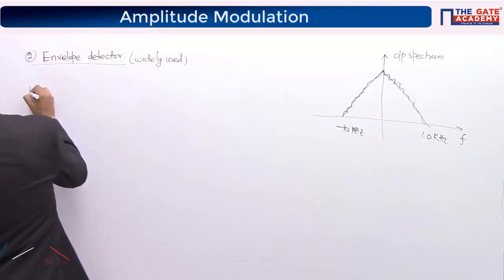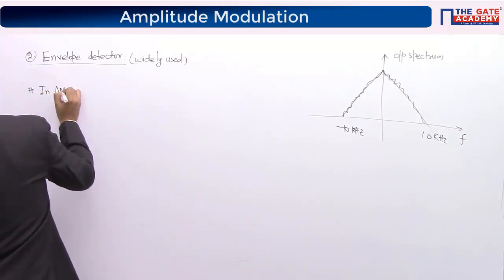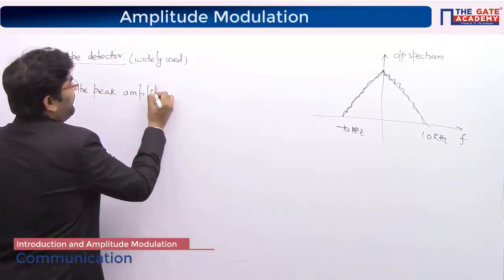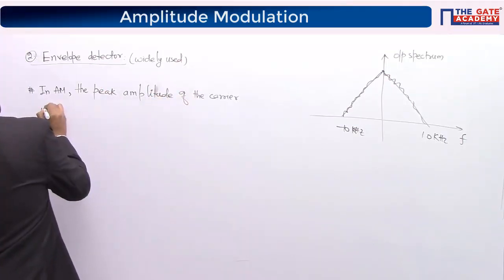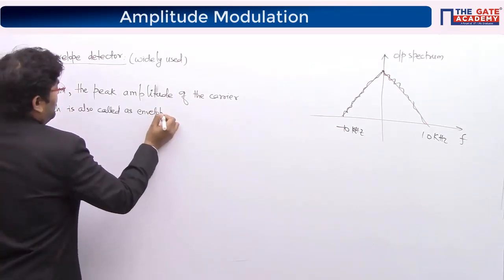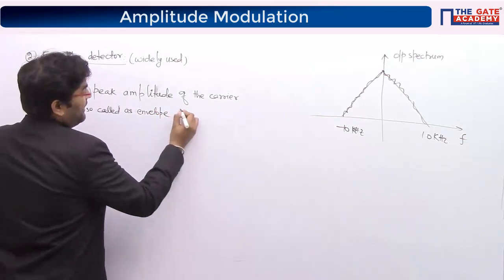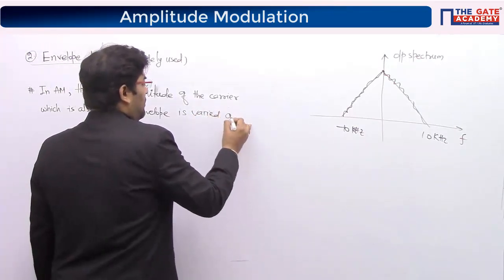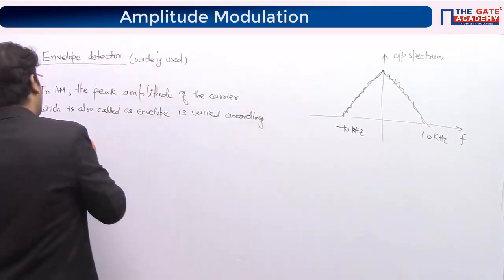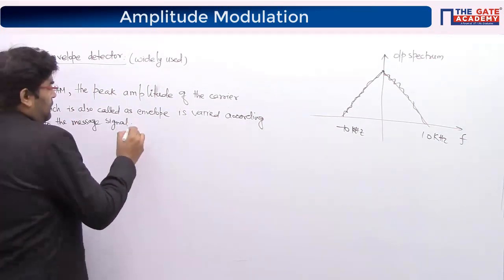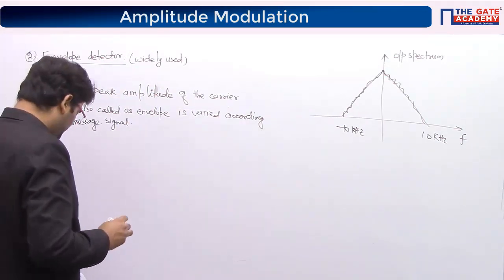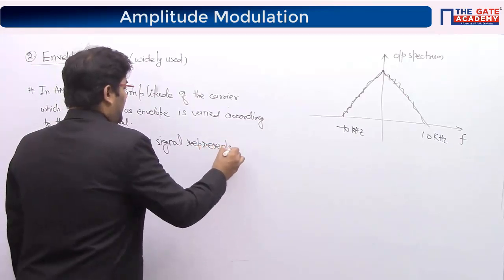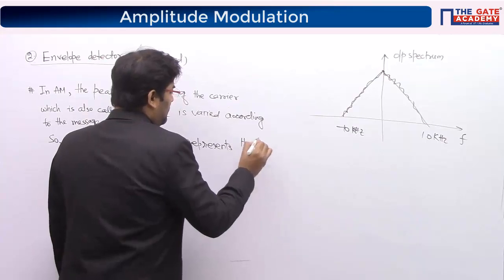So just write one point. In amplitude modulation, in AM, the peak amplitude of the carrier, which is also called the envelope, is varied according to the message signal. So we can say that the envelope of the AM signal represents the message.